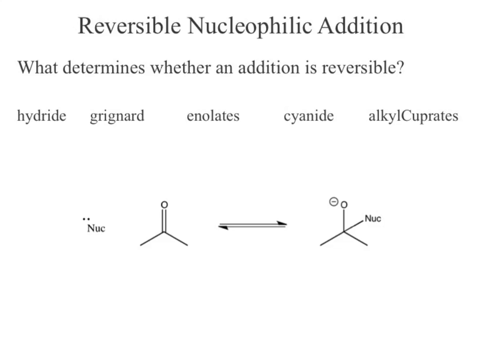What determines whether an addition is going to be reversible or not? So we got a nice little reaction there for us. How can we decide if that reaction is going to be reversible? Right? We could start to do some evaluation of stability of the ketone, and how reactive the product is.